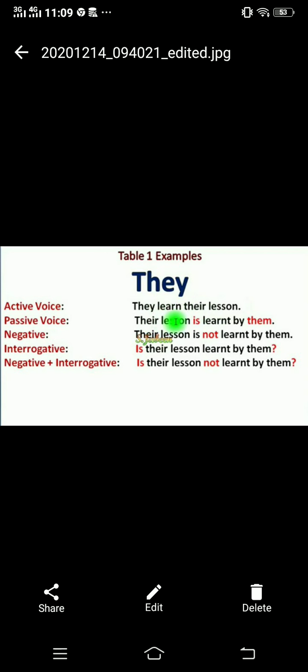In this table, in active voice, the use of they: this they is also third person, but it is not singular. They learn their lesson. Their lesson is learnt by them. Their lesson is the subject of passive voice. According to lesson, this is singular, that's why we write is here. Learnt is the third form of the verb learn, or the past participle. After that, by and the objective case of they, that is them. Their lesson is learnt by them. Their lesson is not learnt by them. Is their lesson learnt by them? Is their lesson not learnt by them?